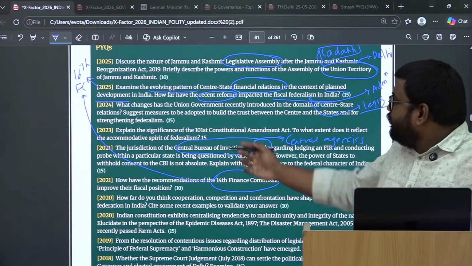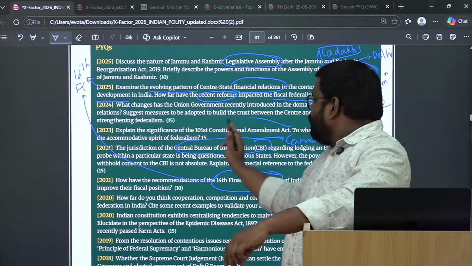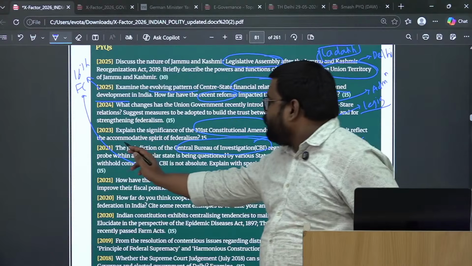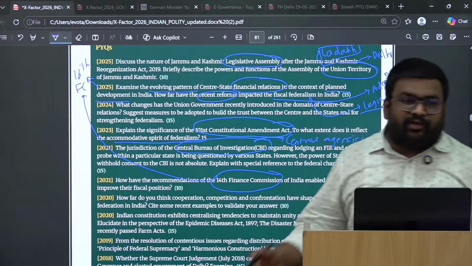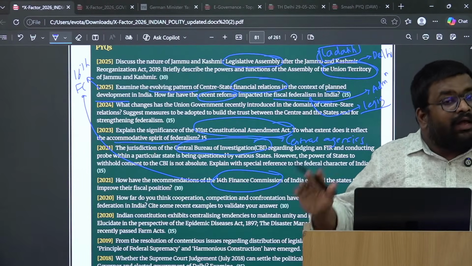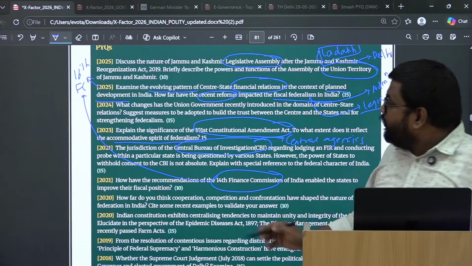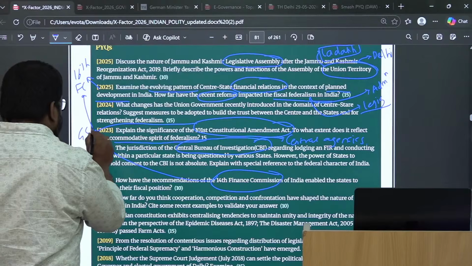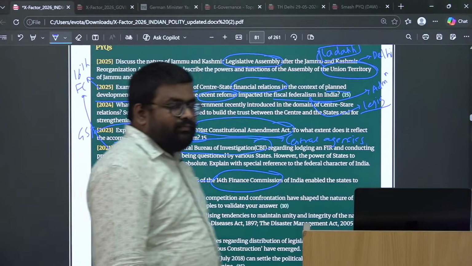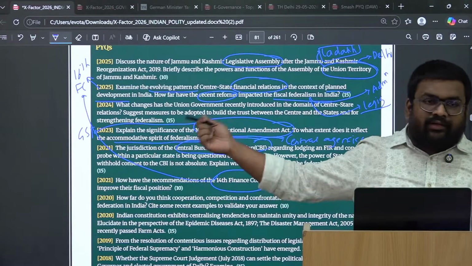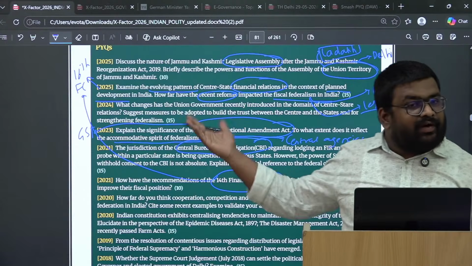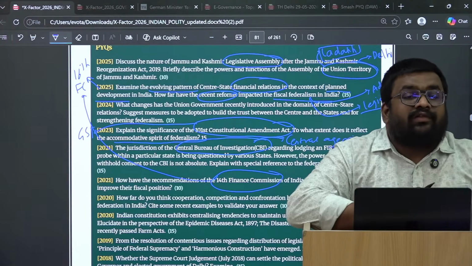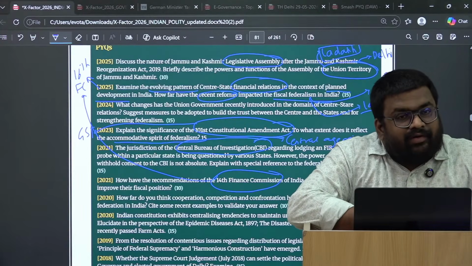Then next, this is on the GST Amendment Act and to what extent it reflect accommodative spirit of fiscal federalism. ठीक है. Again, last year में अगर आप देखोगे, there was the news of GST rationalization. ठीक है. तो उस पे they can ask the question. So basically federalism से लिंक करना है तो they will ask कि the impact of GST rationalization on federalism.